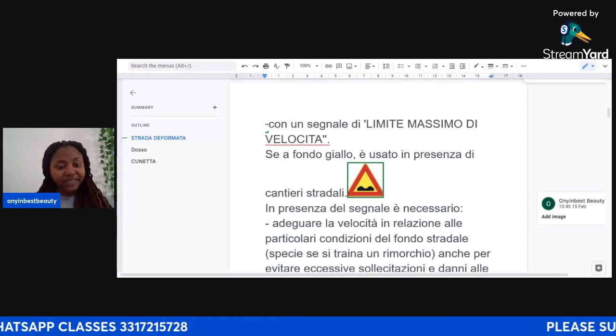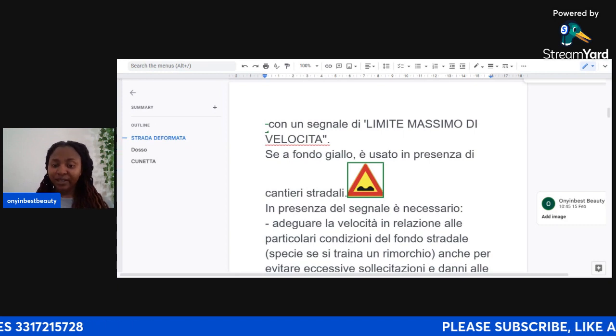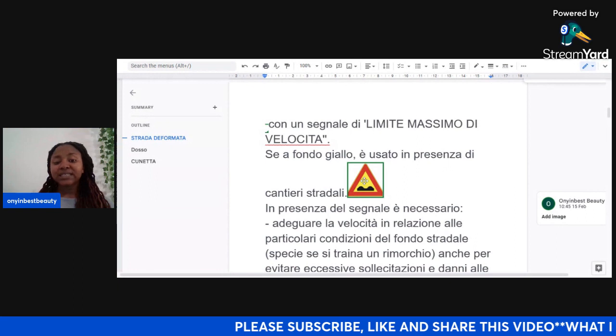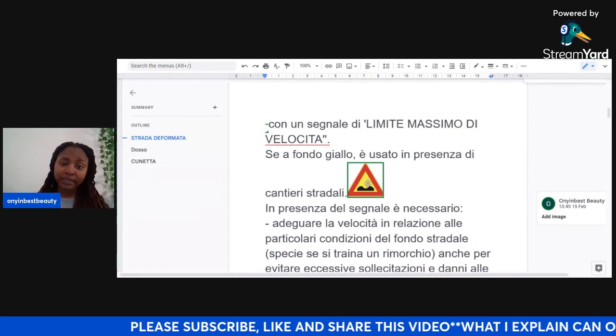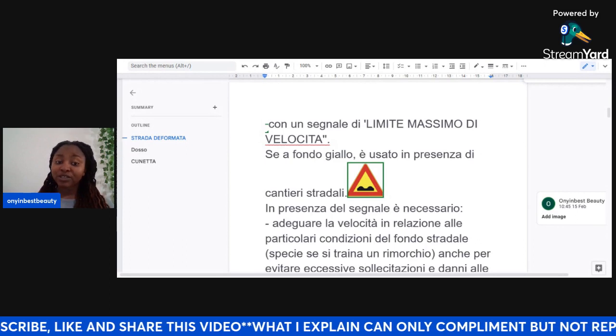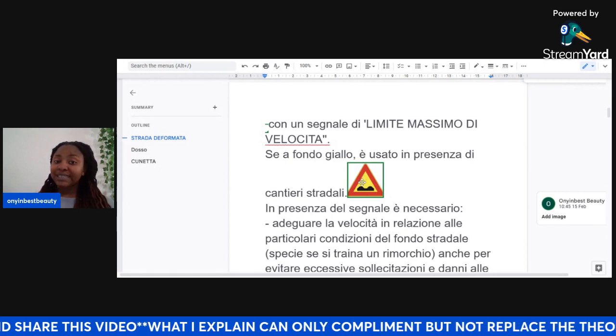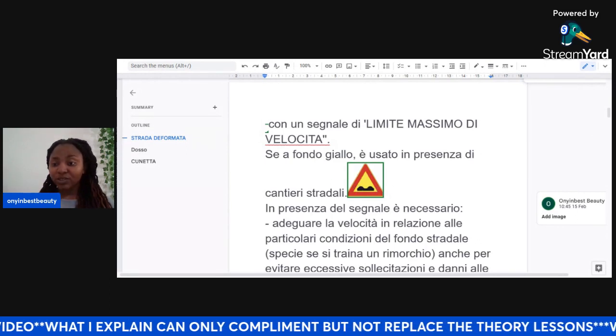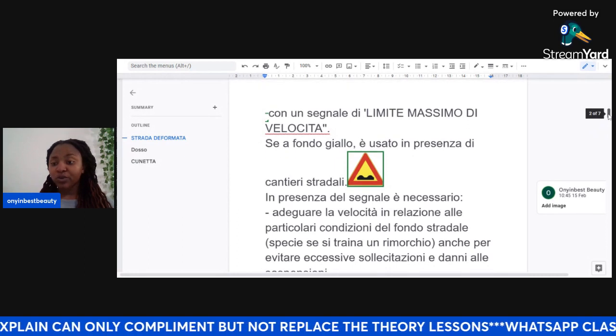Se a fondo giallo è usato in presenza di cantieri stradali. Now, if it is seen with a yellow background, instead of the white we normally see it with, it is used in the presence of roadwork. You only see it with a yellow background in the presence of roadwork, if they are working on that road.